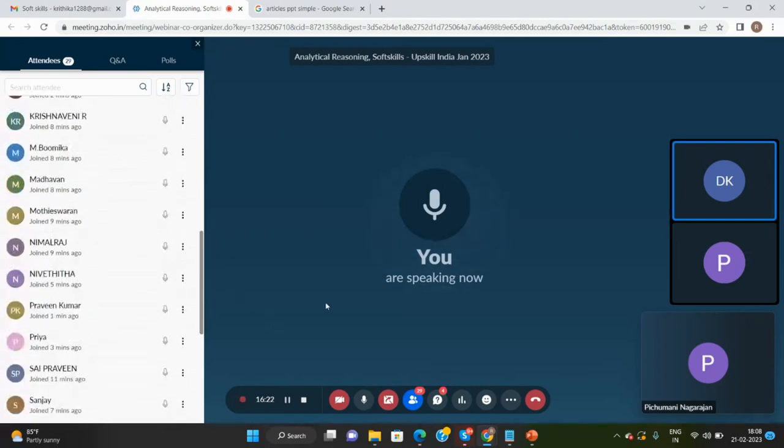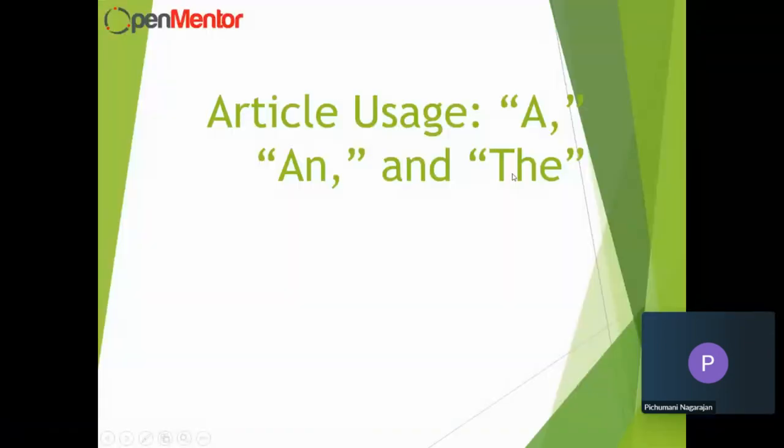There is one vowel that does not have an in front of it, which is the vowel U. We also learned how to use the Tamil alphabets to identify whether to use an in front of a particular word or not, a particular noun or not, right? You can check the recordings in the Open Mentor website. The earlier recordings are present in the Open Mentor site for you to refer to, right?